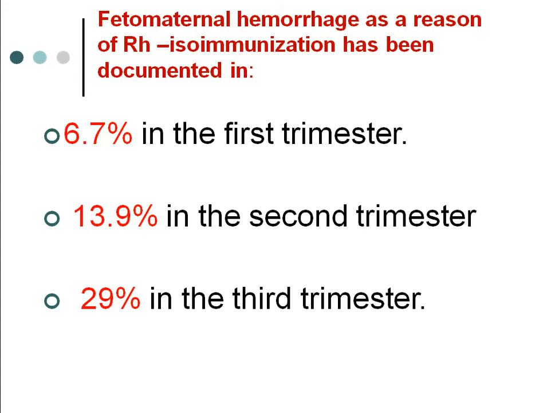It has been seen that in the first trimester, about 7% of cases have this transmission, while in the second trimester, about 14% have this transfer, or silent feto-maternal hemorrhage. And in the third trimester, it's about 29%. That's the maximum amount of transfer. Fetal RBCs are transferred mostly in the last trimester: 7, 14, and 29.